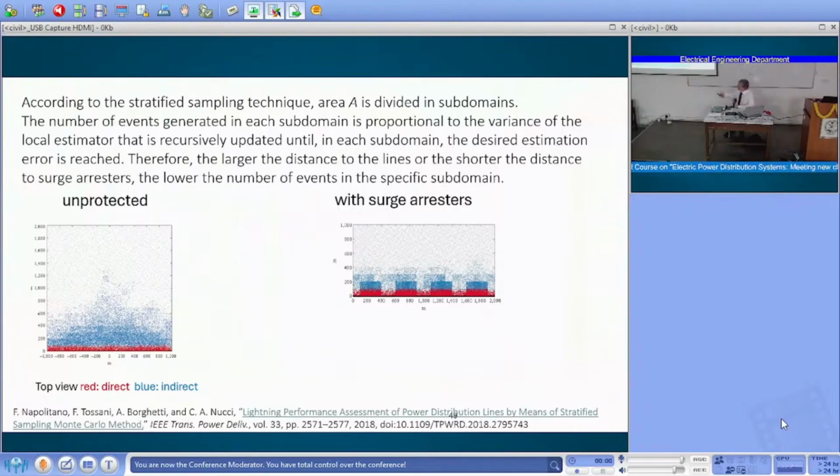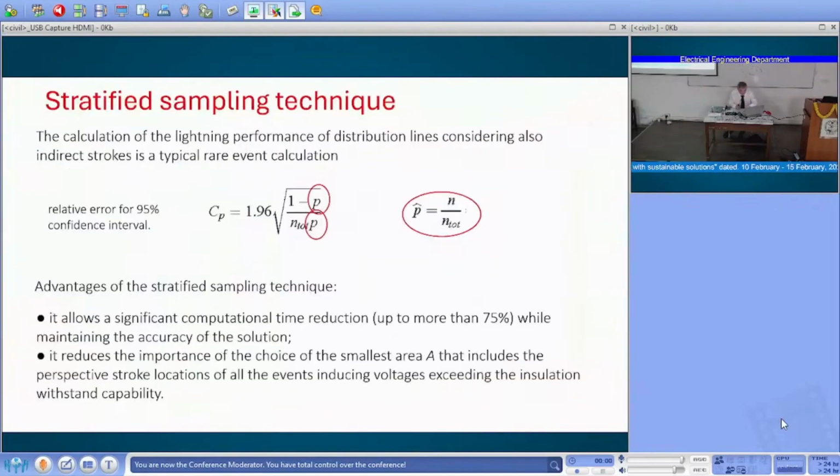But this creates a lot of events that are not dangerous at all. So the fault is a rare event. In the Monte Carlo simulation, you need to increase a lot the number of events that you calculate. So the calculation takes a lot of time because there are many events that are not dangerous at all, because they are too far or because the current is too low.